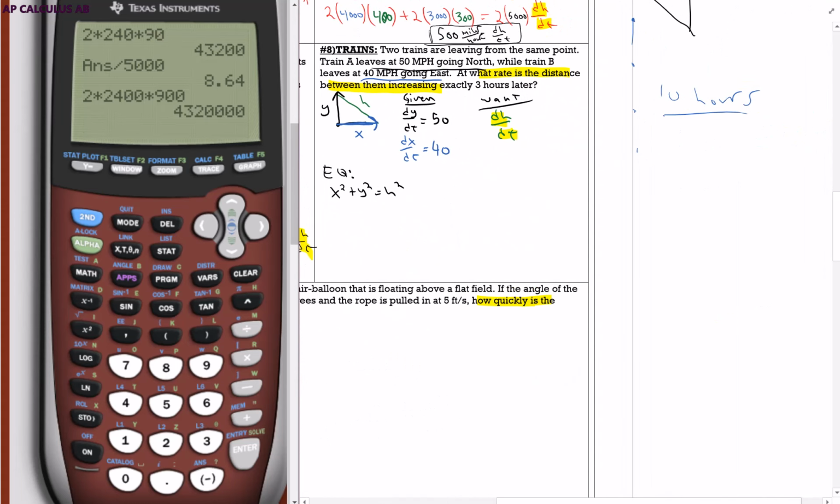Trains. This is very similar to the problem above. Trains are going in two different directions. The one going north is going at 50, that's dy/dt, because I labeled that north distance as y. And then the one going east is going at 40 miles per hour. And I labeled that one x. And then again, the distance between them is going to be h, and we want to know dh/dt, how fast is that distance changing. So our equation again is the Pythagorean Theorem. And again, when we take the derivative, we get that same thing that we've always been getting.